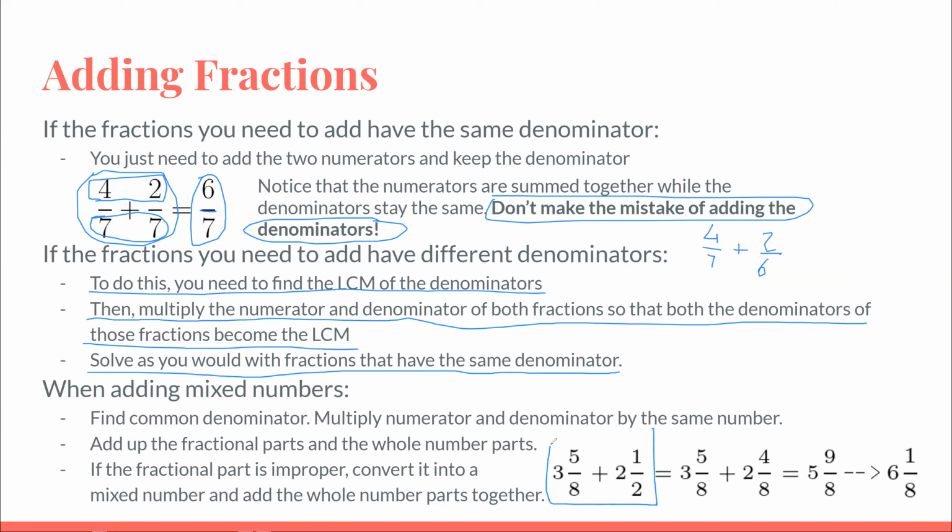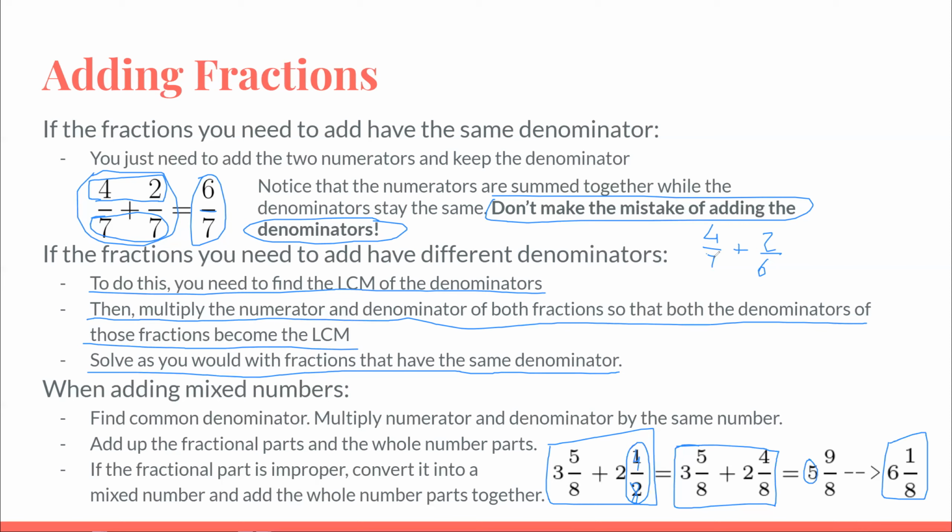Right here, 3 and 5 upon 8 plus 2 and 1/2 equals 3 and 5 upon 8 plus 2 and 4 upon 8. So as you can see, we multiplied this by 4. So 1 times 4 is 4, and then 2 times 4 is 8, as you can see here. And then all we did is added 3 plus 2, and then 5 plus 4 upon 8, remember? So 5 and 9 upon 8. But then you would simplify this even more by getting 6 and 1 over 8.